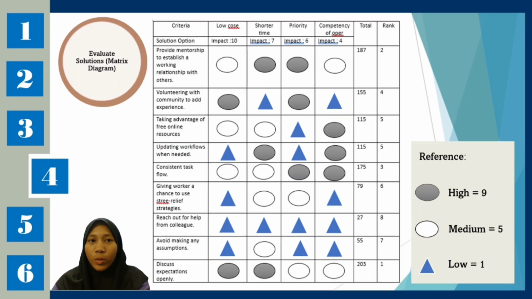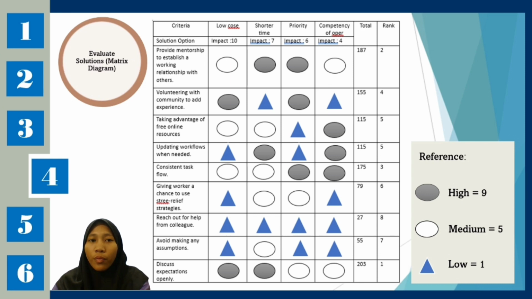Based on 9 solutions with 4 criteria, we use 3 ranges. The shaded circle has the biggest impact by giving 9 marks. The unshaded circle is medium impact with 5 marks, and the triangle is low impact with 1 mark. After completing counting for the matrix diagram, there is only one highest ranking for the solution, which is 203 marks. The solution is to develop a plan to build trust.